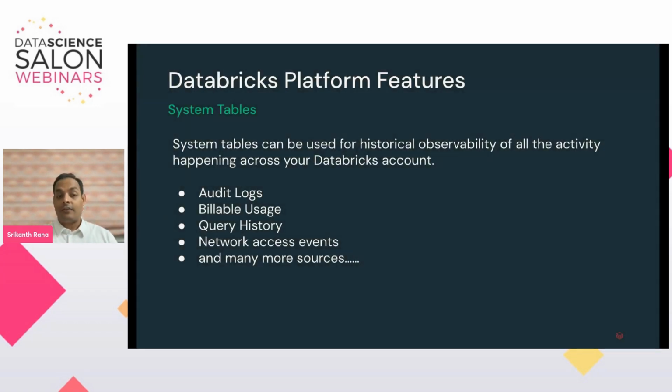Now let's look at some of the Databricks platform features. So system tables is one of the capabilities. It can be found in your system catalog. It provides historical observability of all the activity happening across your Databricks account. Tables such as audit logs, billable usage, query history, network access events, and many other data sources provide comprehensive audit logging that enables organizations to monitor user activity, detect anomalies, and support compliance reporting.